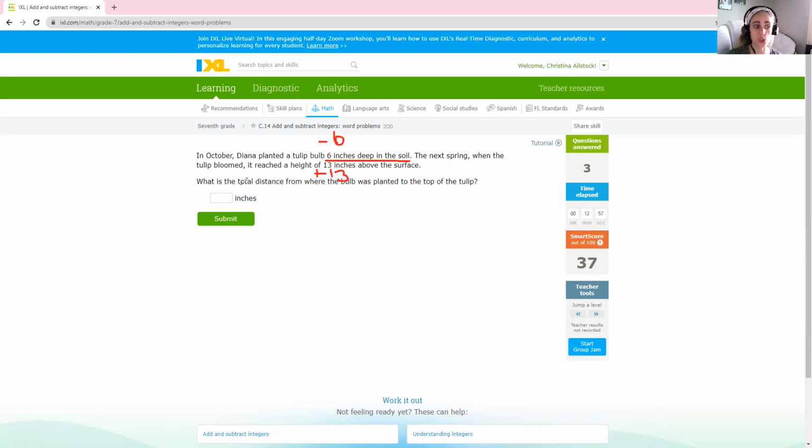We want to know the total distance from where the tulip was planted all the way to the top. So it was planted -6 inches in the soil and it reached 13 inches above the surface. We want to know that total distance, meaning we need to add -6 plus 13. Wait a second. I just said we need to add, but no, we don't.